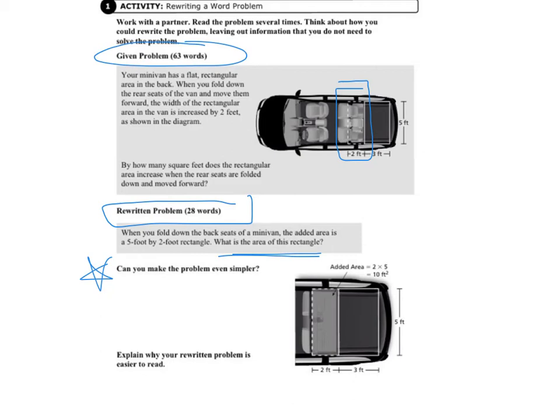Our job is to make the problem even simpler than 28 words. So when we look at the rewritten problem, we can think that we don't really need to know that we're folding down seats of a minivan. We don't even need to know that the rectangle is in a minivan. We just need to know that we're figuring out the area of a 5-foot by 2-foot rectangle.